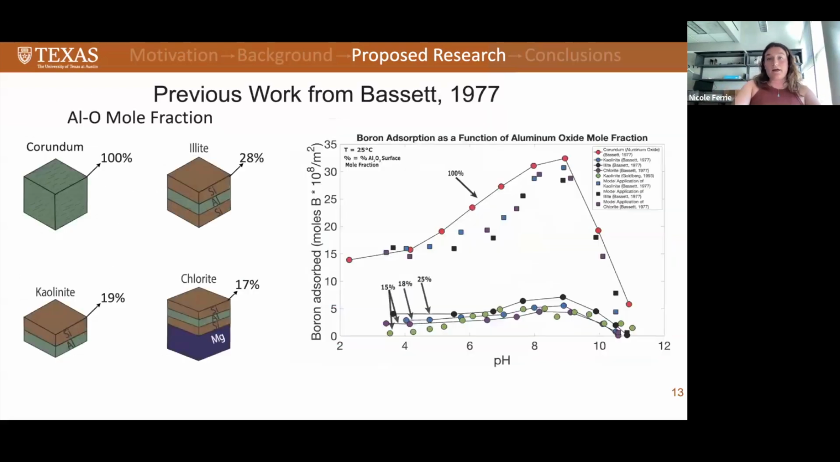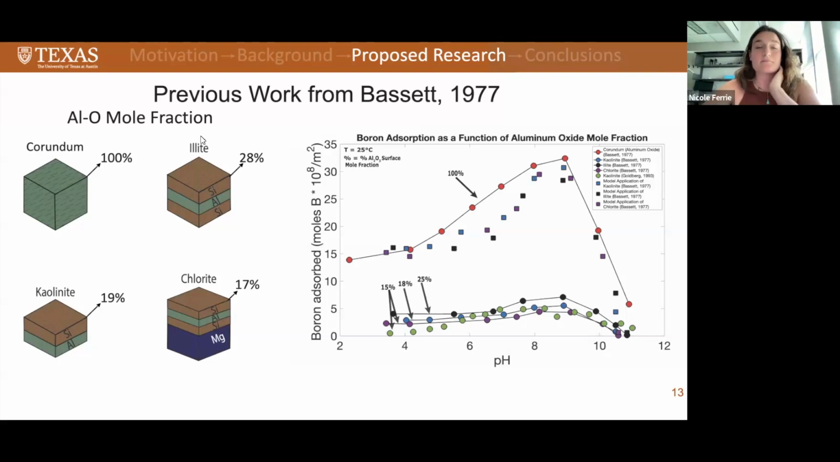So we believe then that we can predict the amount of boron adsorption onto these clays if we know the percentage of the surface that's aluminum oxide versus silica oxide. So here I have 4 materials. I have these 3 clays, which are predominant in subduction zone systems: the illite, kaolinite, and chlorite, and then corundum. Corundum is 100% aluminum oxide, so all the sites are going to be aluminum oxide.